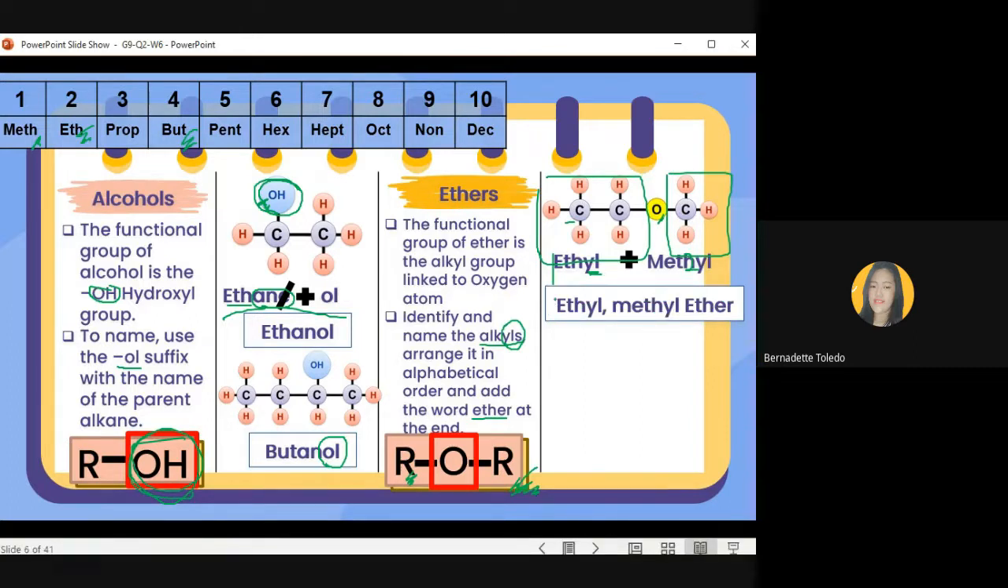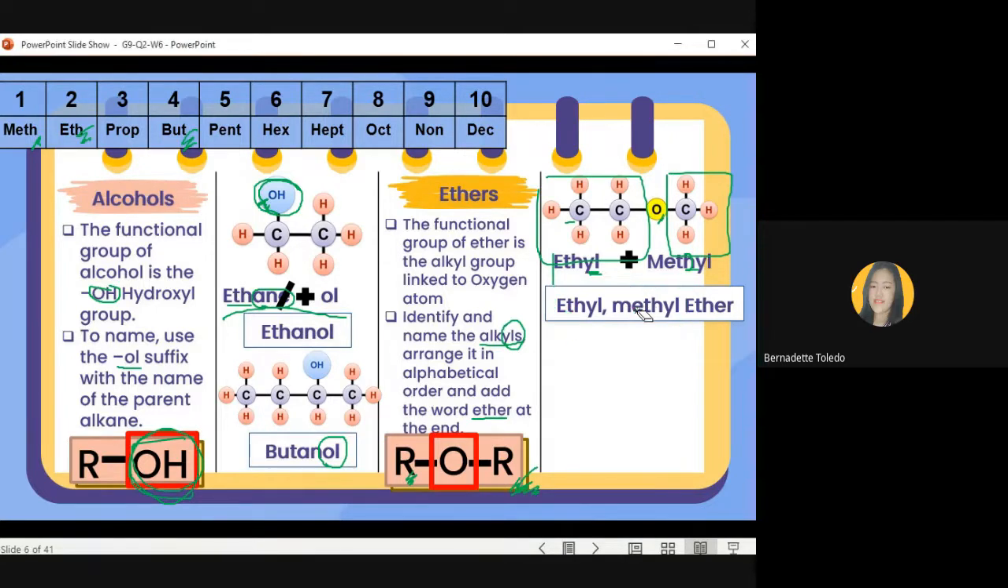Remember na kailangan naka-alphabetical yung alkyl group natin. So we have two alkyl groups, the ethyl and methyl, and we will arrange them alphabetically. So mauuna si ethyl kasi mauuna ang letter E kay letter M. So the name of this compound is ethyl methyl ether.